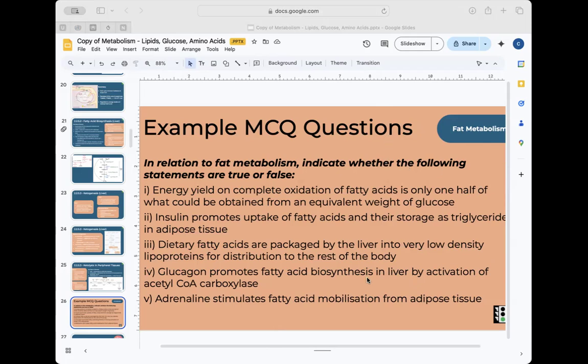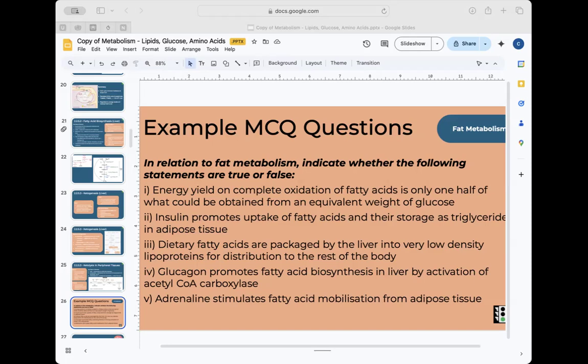Cool, well done. Next one: glucagon promotes fatty acid biosynthesis in the liver by activation of acetyl-CoA carboxylase. Anyone want to hazard a guess at that? You've been doing great so far. Yeah, perfect. False as well. Well done, guys. Glucagon inhibits fatty acid biosynthesis. It works by inhibiting acetyl-CoA carboxylase through phosphorylation via PKA. And fatty acid synthesis is stimulated by insulin, not glucagon.